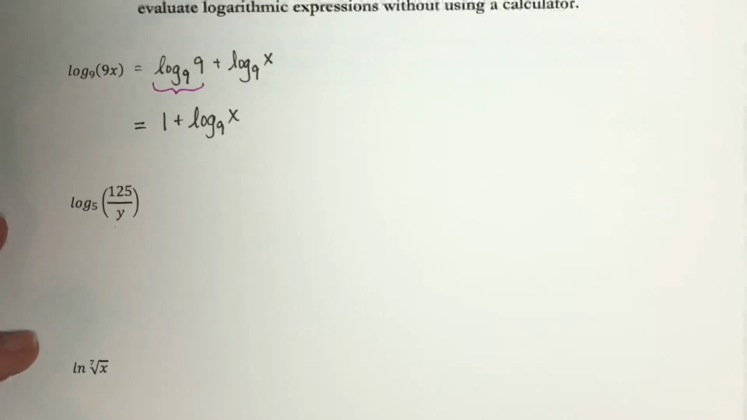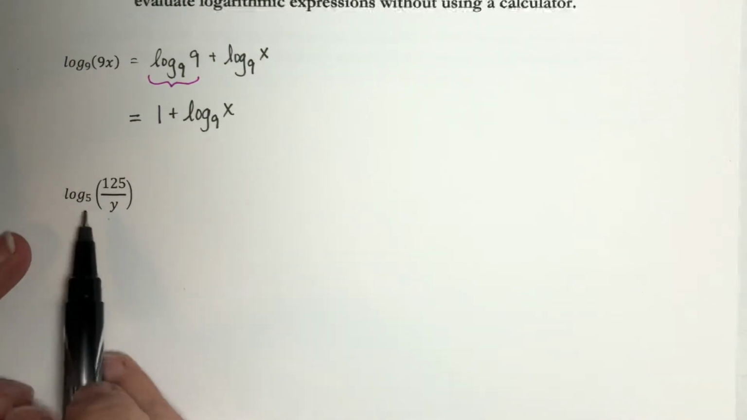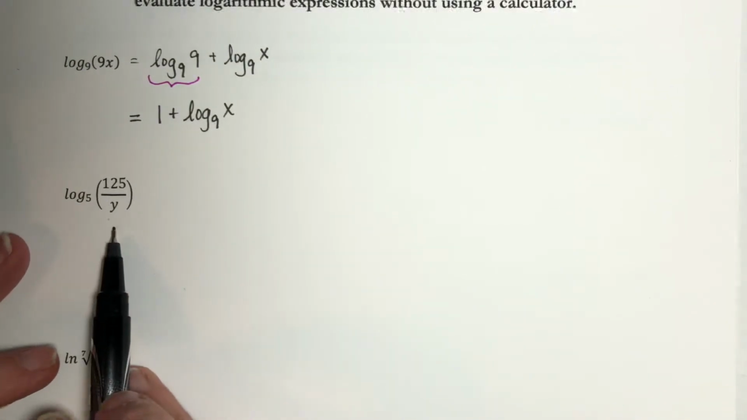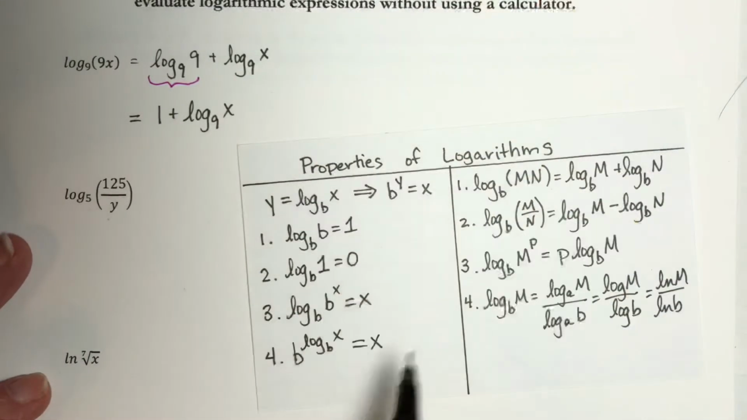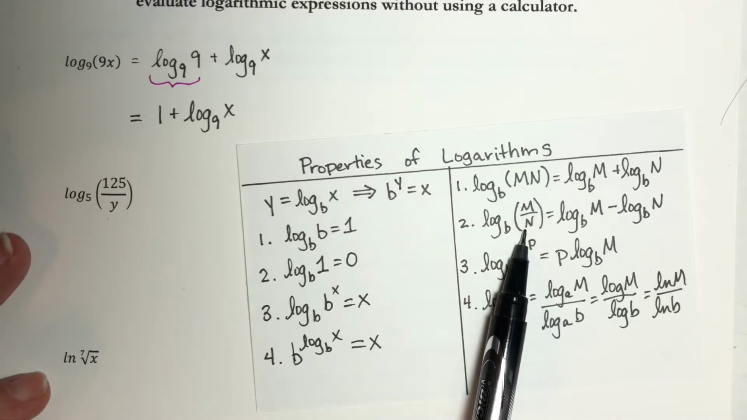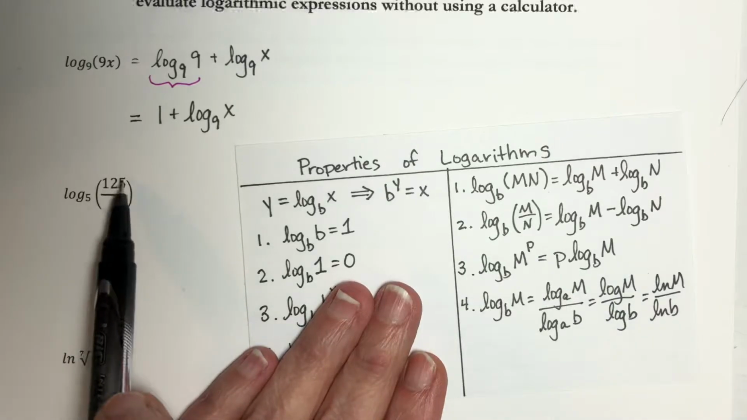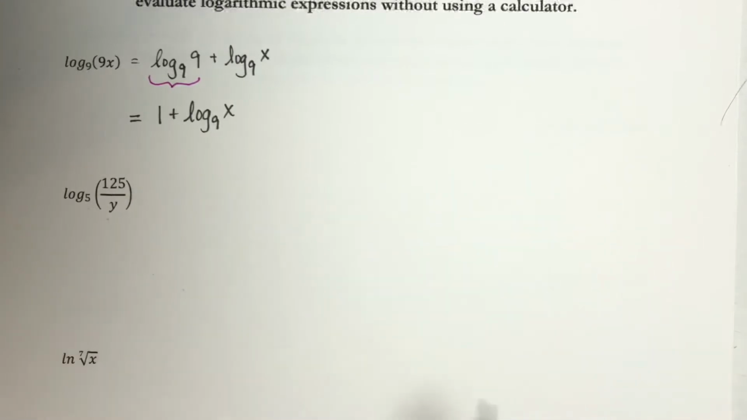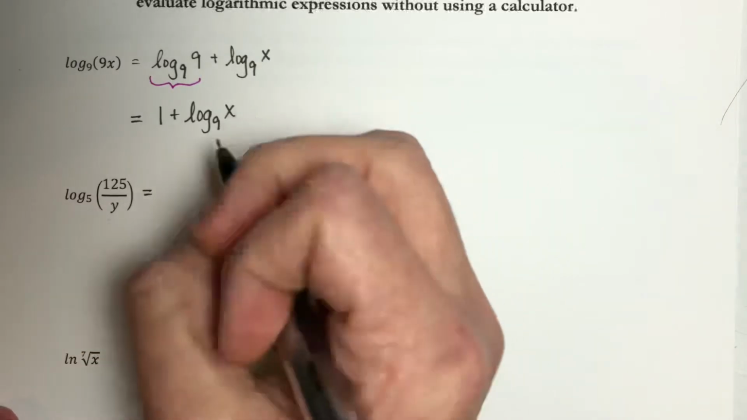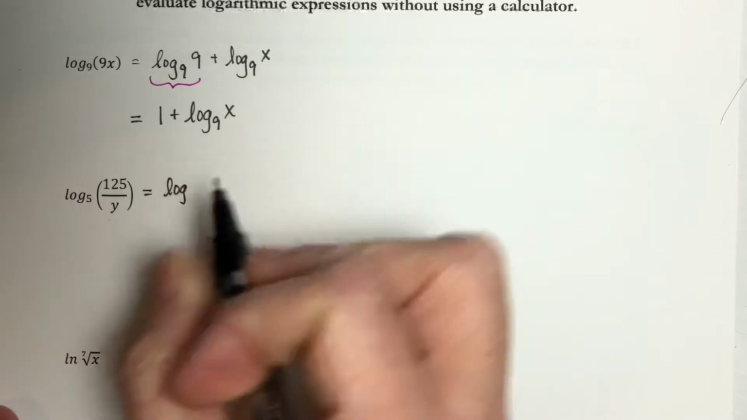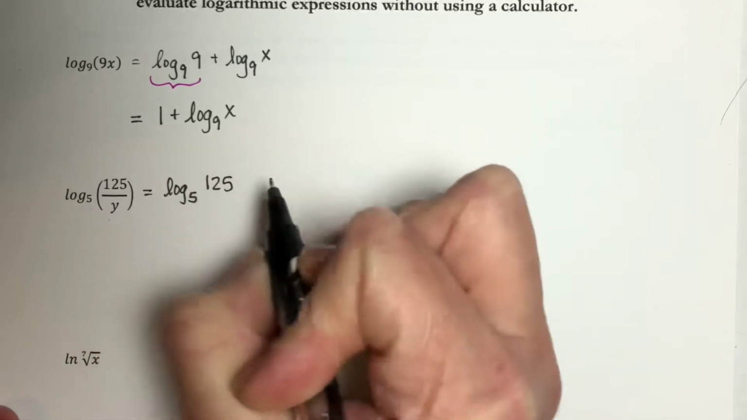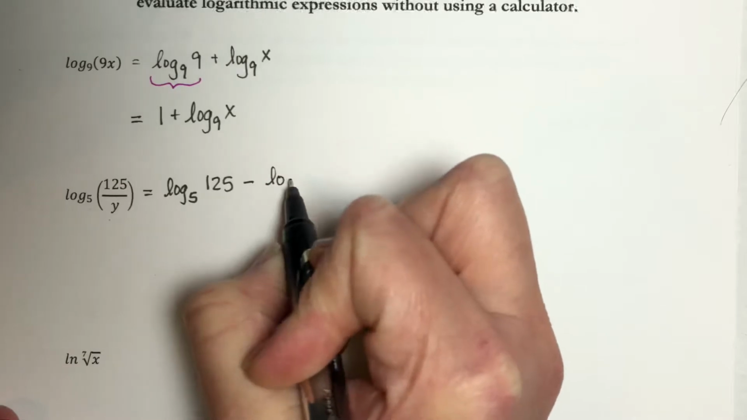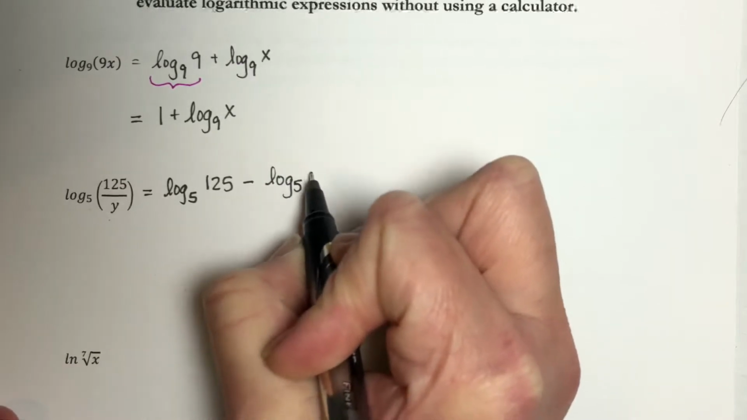Okay, so let's expand log base 5 of 125 over y. What I have here is a situation where the argument is a division. So I get to split it up with a subtraction, and it's the top minus the bottom. We definitely want to get that order correct. So this is base 5, so this stays base 5 of 125 minus log base 5 of y.